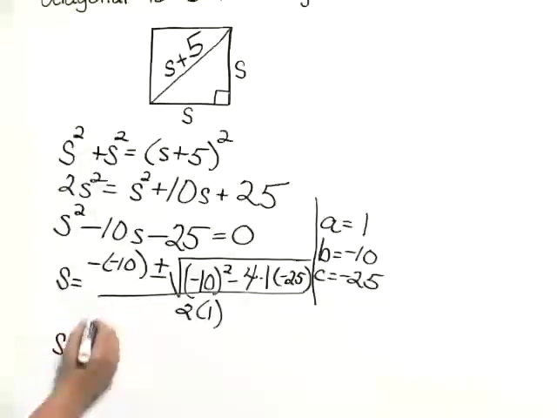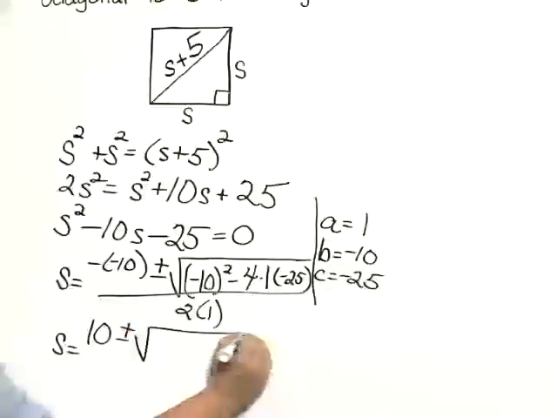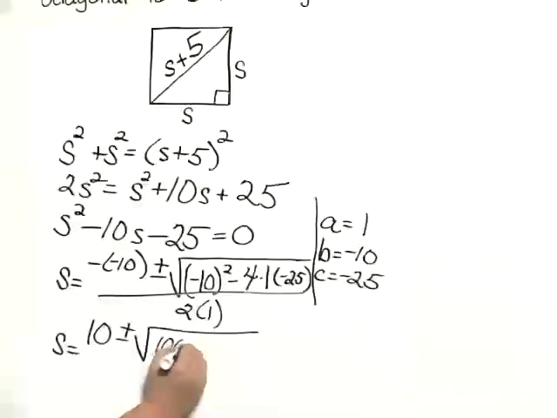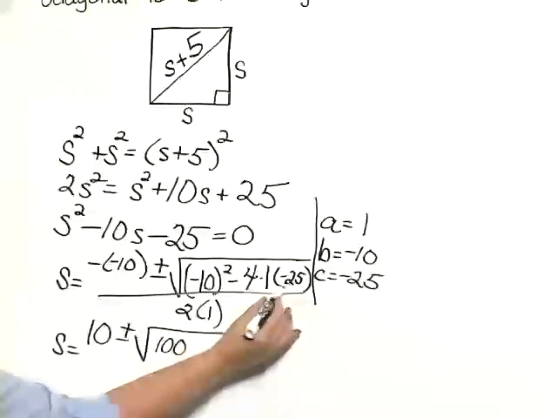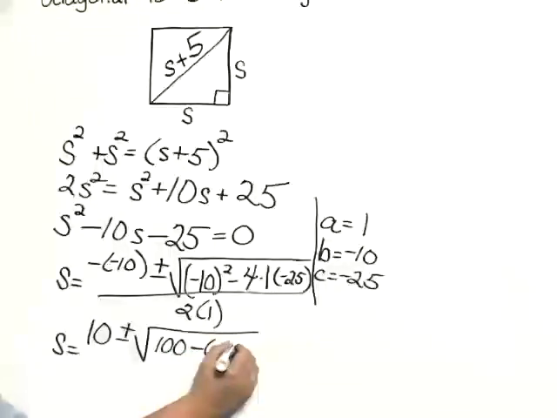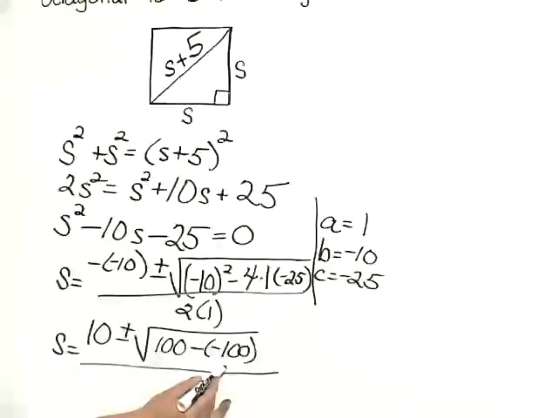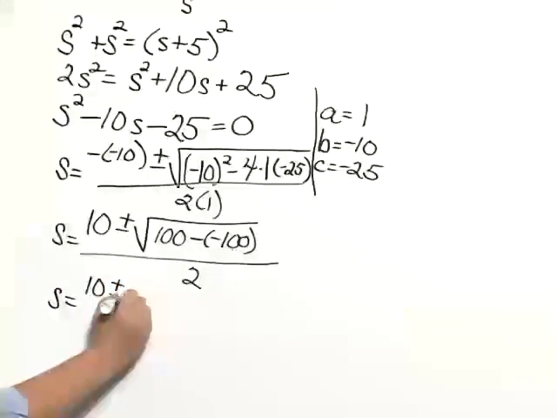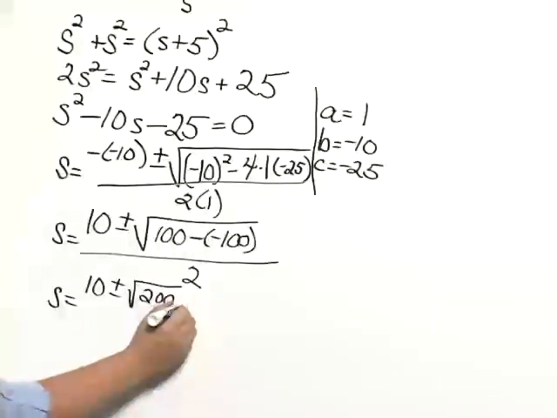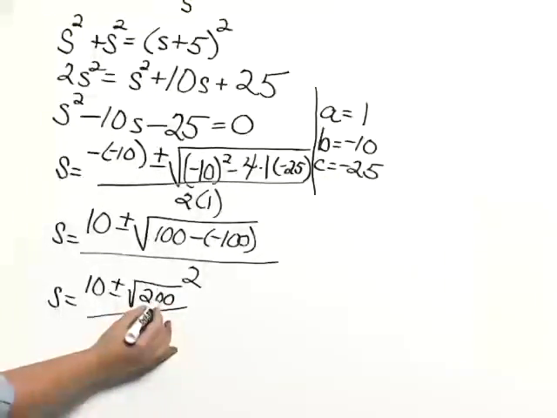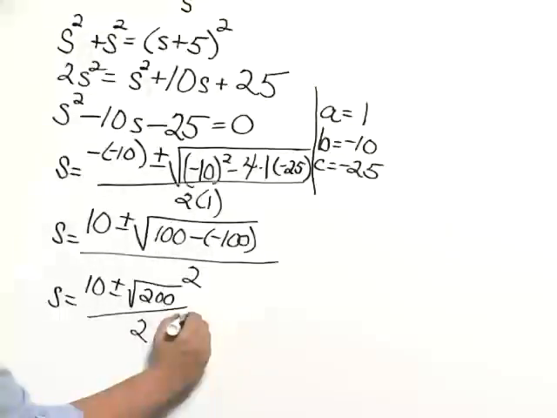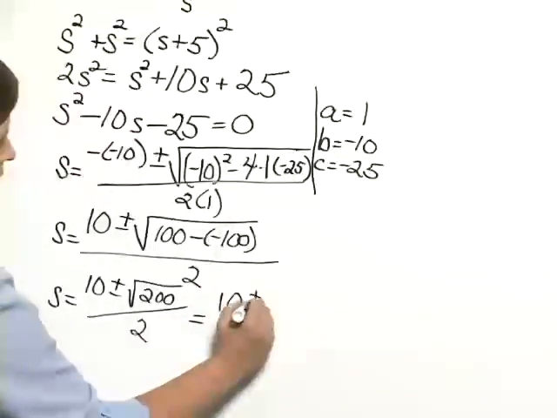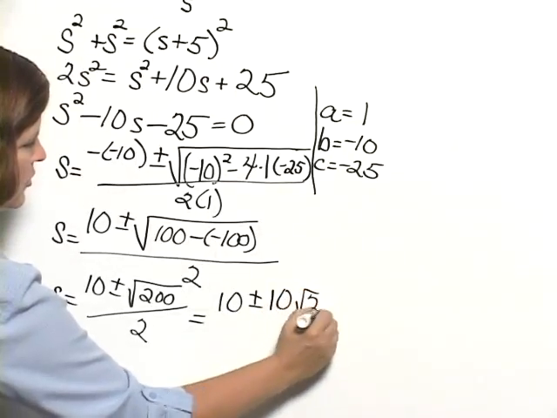Simplifying, we have S equals the opposite of negative 10 is 10, plus or minus the square root of negative 10 squared is 100. 4 times 1 times negative 25 is negative 100. And that's all over 2. 100 plus 100 will be 200. So we have S equals 10 plus or minus the square root of 200 over 2. And then the square root of 200 is 10 times the square root of 2. So we have 10 plus or minus 10 square root of 2 all over 2.